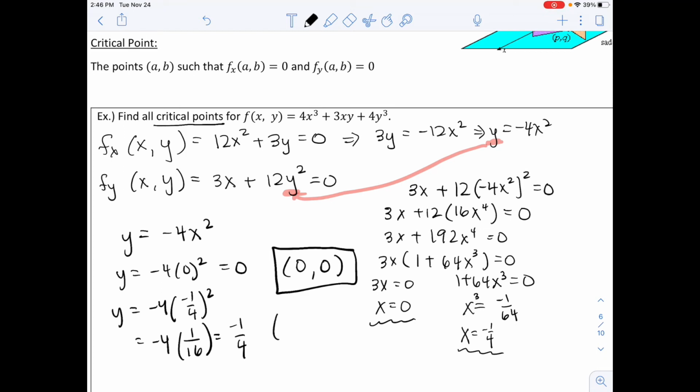And so we have a second critical point. Our x value that we substituted in was negative 1/4. The y value that we got out was also negative 1/4. And so these are both my critical points.